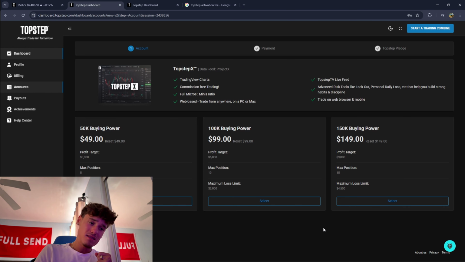Question is, do you have a daily loss limit? Yes, you do, but you can remove it. It's removable because now with the TopStepX platform, it used to be TradeOvate, you actually do have the ability to remove it. Do I suggest it? Absolutely not.